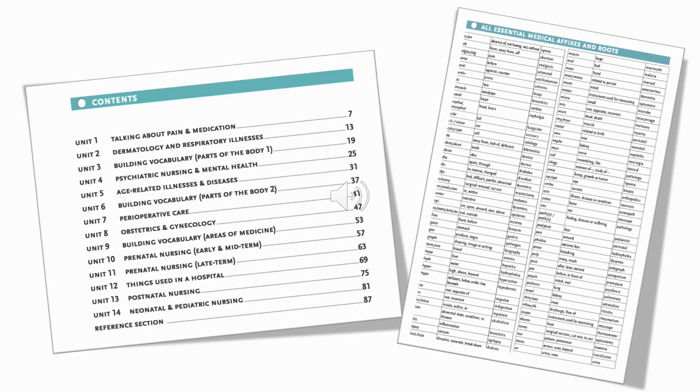Bedside Manner Intermediate is very much a levelling up of Bedside Manner Beginner. It focuses on specific areas of nursing and healthcare, but we're also increasing the focus on learning medical vocabulary. And you can see here that Units 3, 6, 9 and 12 are all specifically focused on building vocabulary. They cover parts of the body, both internal and external, different areas in the hospital and in medicine, and finally the equipment that's commonly used in the hospital.